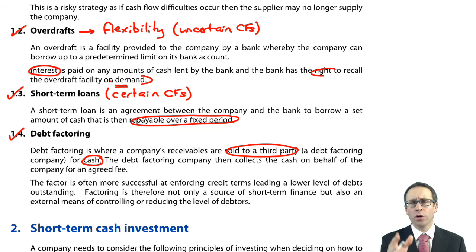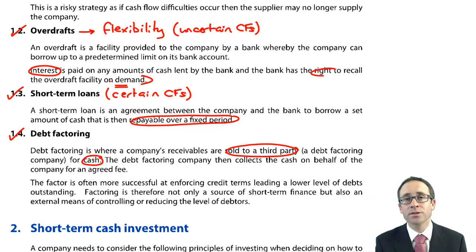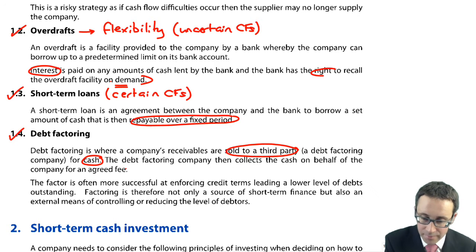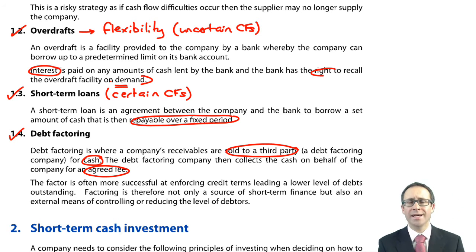What will then happen is that your customer will now pay the debt factoring company instead of paying you. Now, I would need to instruct my customers that I have sold their debt onto somebody else, and they would then be instructed how to pay the debt factor. Sounds great, doesn't it? One issue that you have there, however, is that there is a fee. So it is quite expensive.